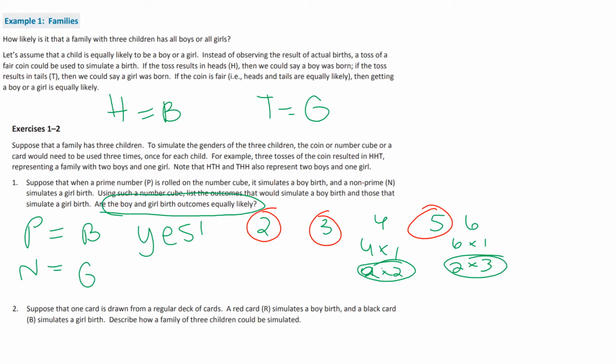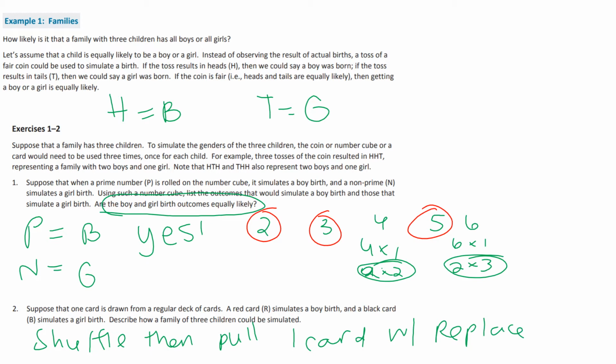So what we can just do is we can shuffle, then pull one card, and then the important thing here is we have to replace it. So with replacement, and then repeat.